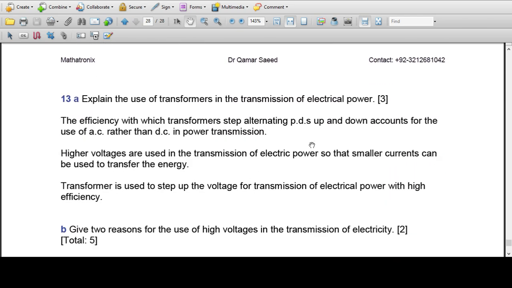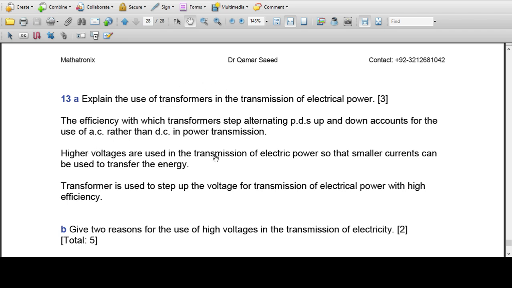Explain the use of transformer in the transmission of electrical power. The efficiency will increase because the transformer steps up and steps down the alternating potential difference, which accounts for the use of AC rather than DC in power transmission. So transformers are always used in an AC transmission system.